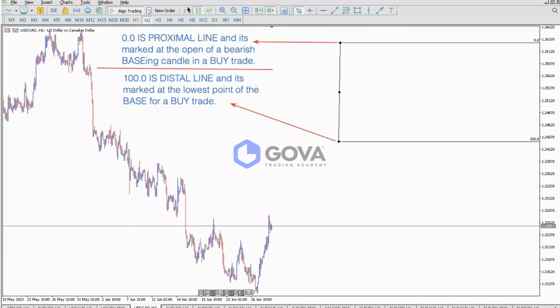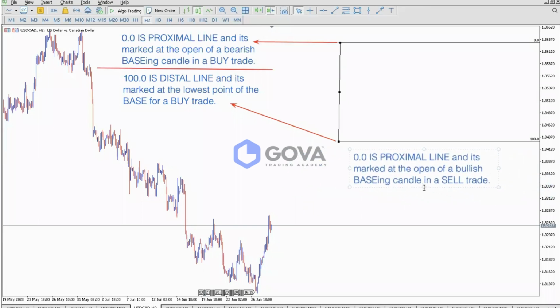In a sell trade example, it is going to be: 0.0 is the proximal line, and it's marked at the open of a bullish basing candle in a sell trade, of course, okay. So this is a sell trade example.